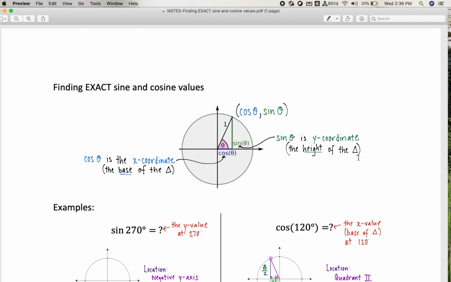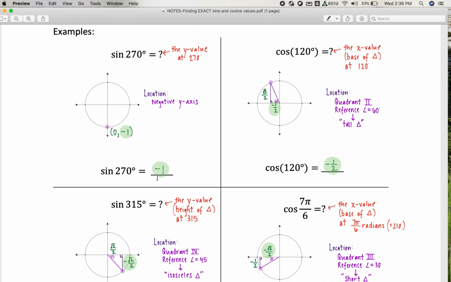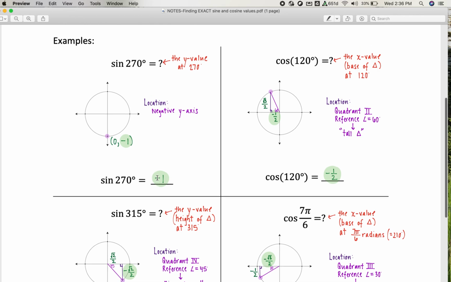Another way to think of that is if sine is the y-coordinate, then we're really talking about the height of the triangle. And if cosine is really the x-coordinate, then we're really talking about the base of the triangle. And thinking about these triangles will continue to be useful today. So let's take a look at a series of 4 examples where we have to find a sine or cosine value of a given angle.